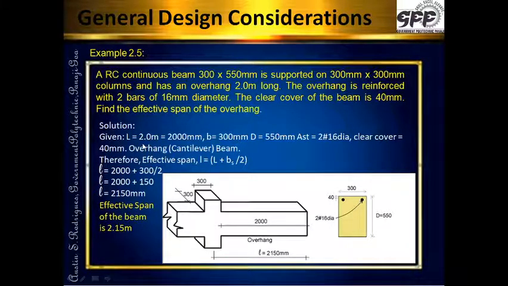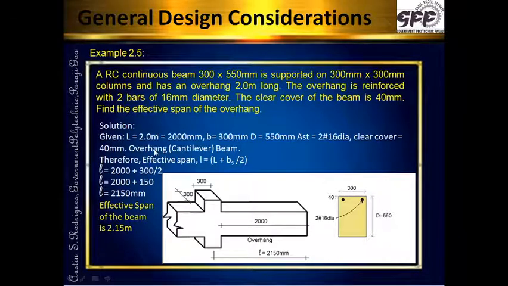Now the span is 2 meters, the width is 300 mm, the depth is 550 mm. Please note that the meters have been converted to mm. Steel is listed down, clear cover is listed down, and type of the beam is listed down. So we get all the data at a stretch over here. We don't have to look at the problem again and again.